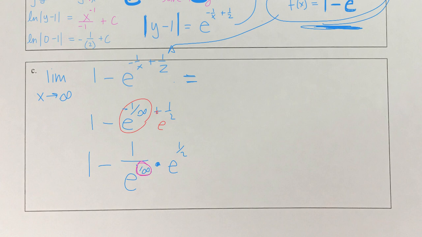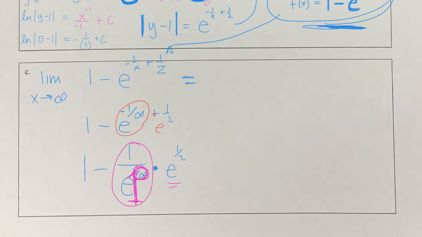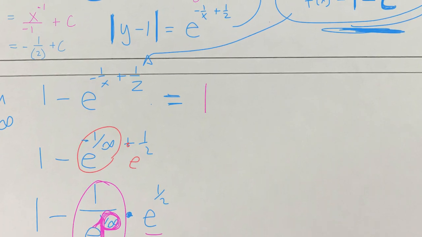So let's do some investigating here. 1 over infinity. 1 over a really big number is a really small number, basically 0. So e to the 0, once again, what is e to the 0? Well, that's just 1. So we have 1 minus 1 over 1, which is 1, times e to the 1/2, which is a number. That's a fantastic number. I know nobody likes this number because it's really hard to understand, but 1 minus e to the 1/2 would be the limit as x approaches infinity.